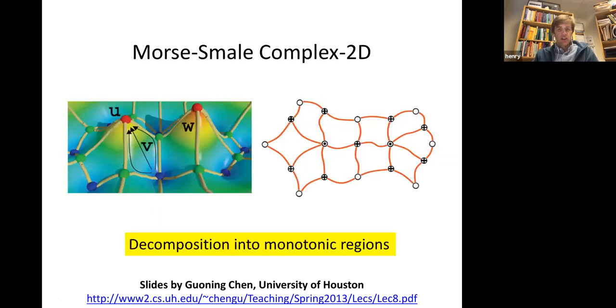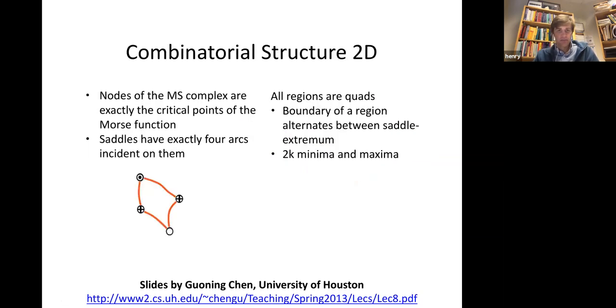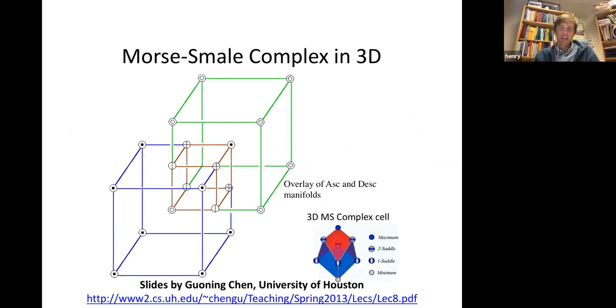These regions are always squares, but these squares can be identified with each other in certain ways. So parts of a square could be pasted together. In 3D, these regions in the Morse-Smale complex are cubes, as drawn on the bottom right. Again, however, different edges on this cube could be glued and identified with itself.